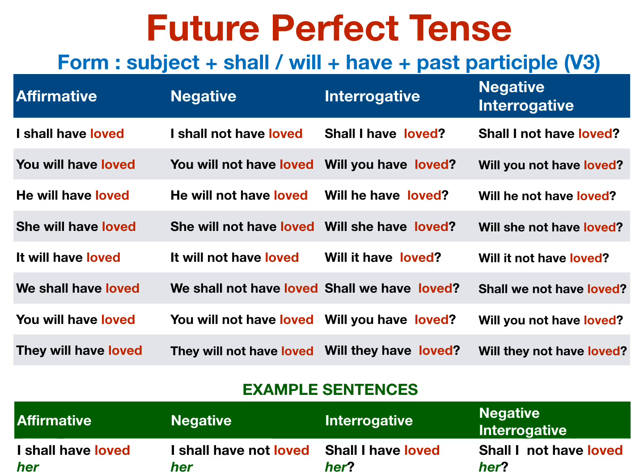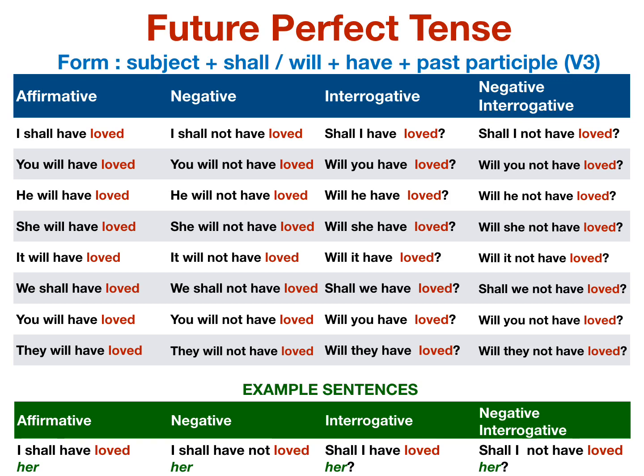Future perfect tense. Subject plus shall or will plus have plus V3. I shall have loved. I shall not have loved. Shall I have loved? Shall I not have loved? You will have loved. You will not have loved. Will you have loved? Will you not have loved?